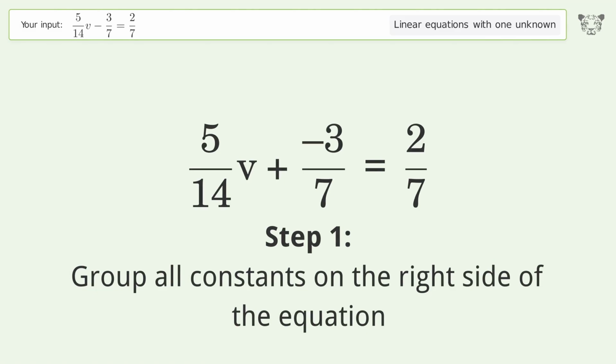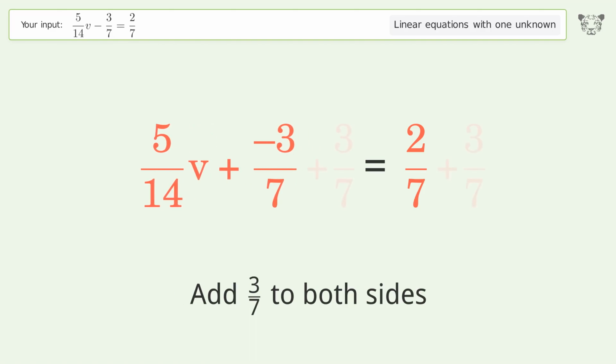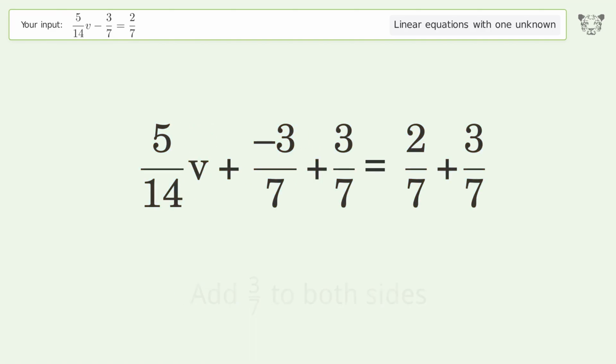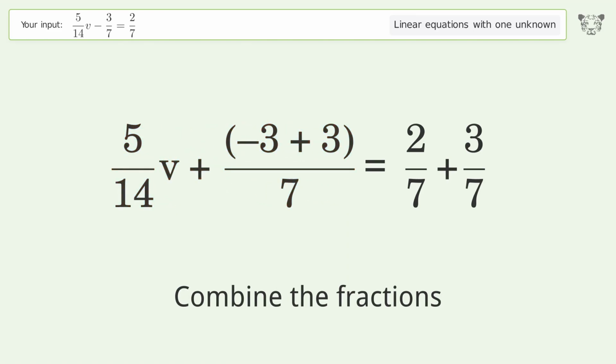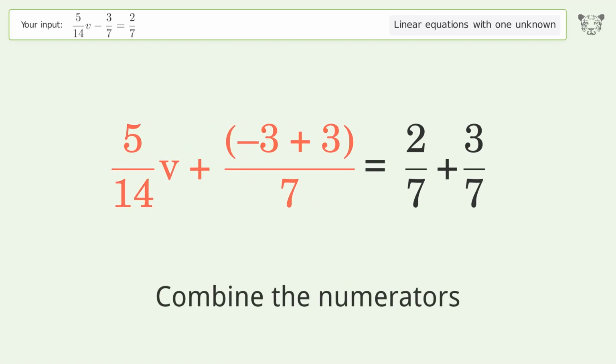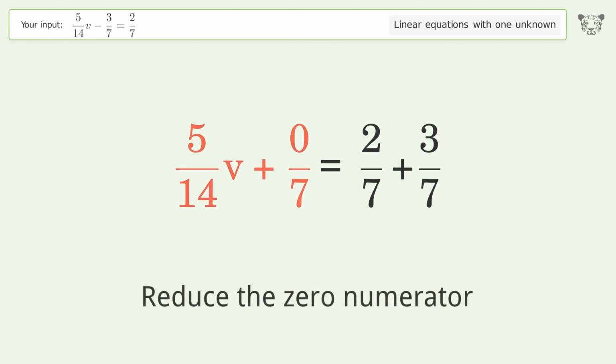Group all constants on the right side of the equation. Add 3/7 to both sides. Combine the fractions. Combine the numerators. Reduce the zero numerator.